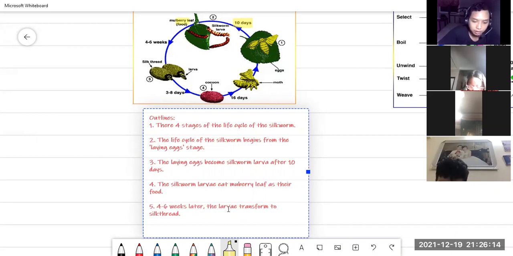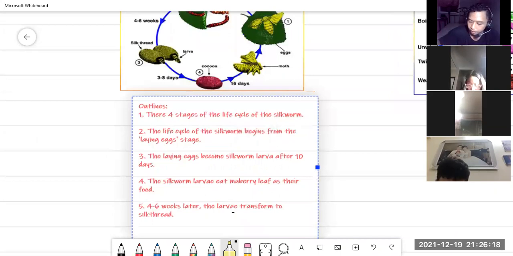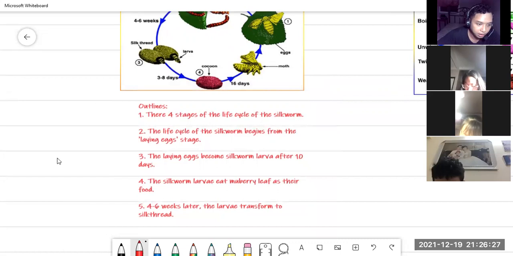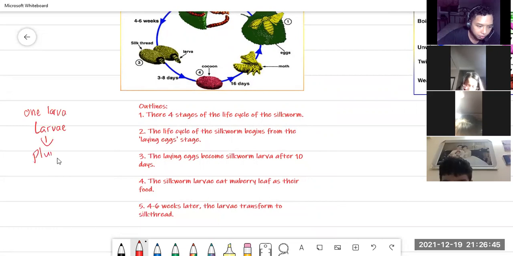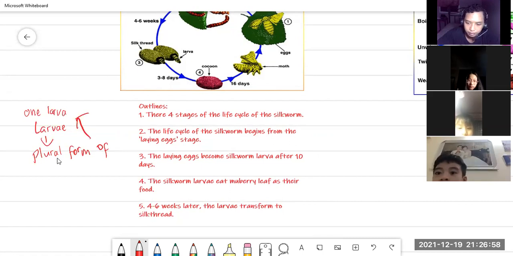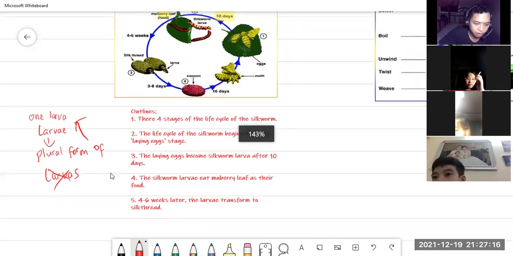So remember, one larva. I will write it for you so you can understand. When there's only one, it is one larva. But if it's more than one, we say larvae. Larvae is the plural form of larva. Everyone say larvae. So don't write larvas, because larvas is incorrect. It should be larvae. Okay, understand? Yes. Very good.